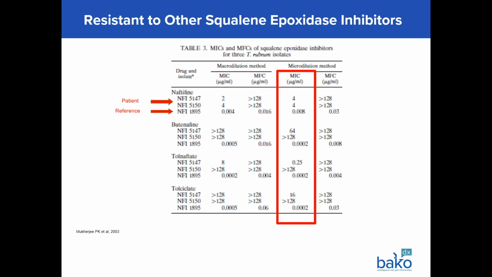They went a little further and looked at some other drugs that act at squalene epoxidase, and this table is laid out a little bit differently. We have multiple topical options here, and for each drug, the first two lines show the patient samples, and the third line shows the reference strain. And we can see that the MIC remains low on all of the reference strains, and it was high on all of the patient samples, indicating resistance.